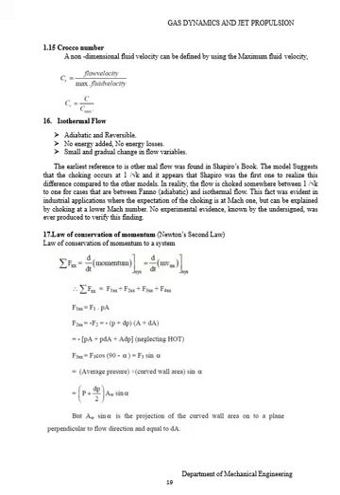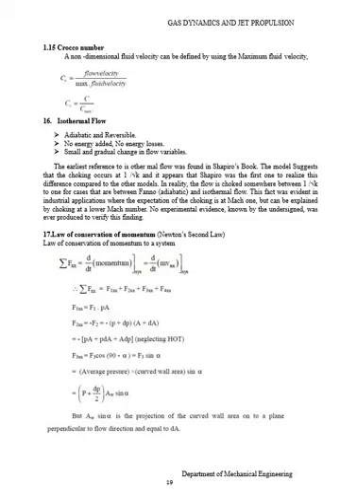Crocco number is a non-dimensional fluid velocity that can be defined by using the maximum fluid velocity C max. It is denoted by CR, equal to flow velocity divided by maximum fluid velocity. Therefore, CR is equal to C divided by C max. Isothermal flow, adiabatic and reversible. No energy added, no energy losses, small and gradual change in flow variables.